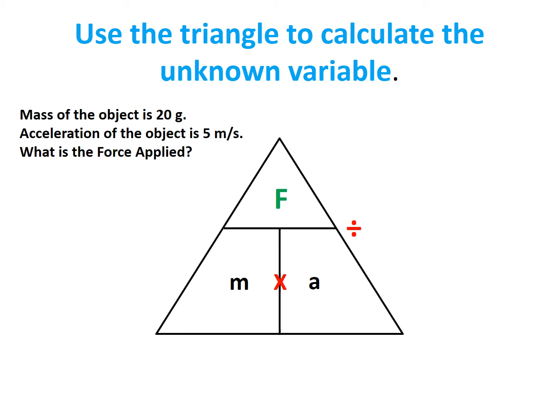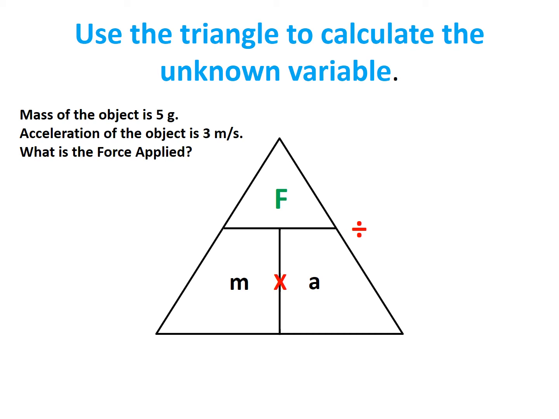And forces are always calculated in newtons. So the unit for force is N, capital N, or newtons. So the force applied here is 20 times 5, which is 100, and the unit is newtons. You can write it one of two ways. You can write it as 100 newtons or 100 capital N, which means the same thing.